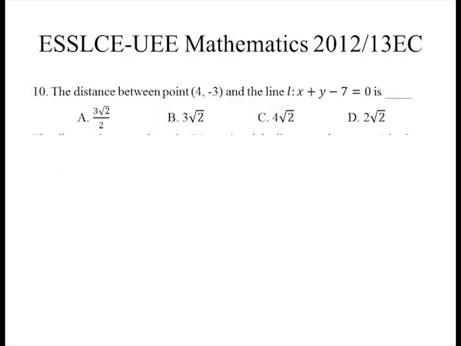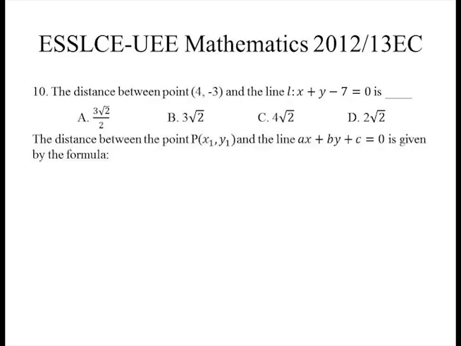Question number 10, the distance between point 4, negative 3 and the line L, that's x plus y minus 7 is equal to 0. The distance between point P, that's ordered pair x sub 1, y sub 1, and the line ax plus by plus c is equal to 0 is given by the formula: distance is equal to absolute value of ax1 plus by1 plus c divided by square root of a square plus b square. From the equation, x sub 1 is equal to 4, y sub 1 is equal to negative 3, a is equal to the coefficient of x, that's 1, b is equal to the coefficient of y, that's 1 again, and c is a constant, that's negative 7.